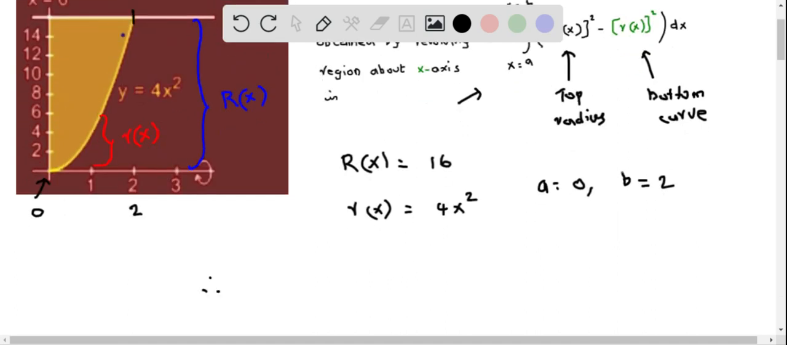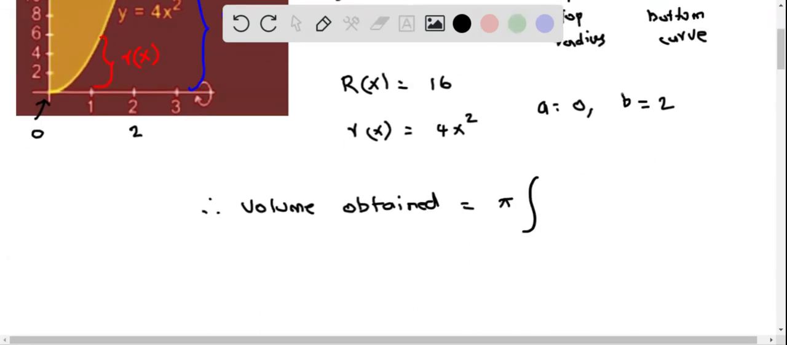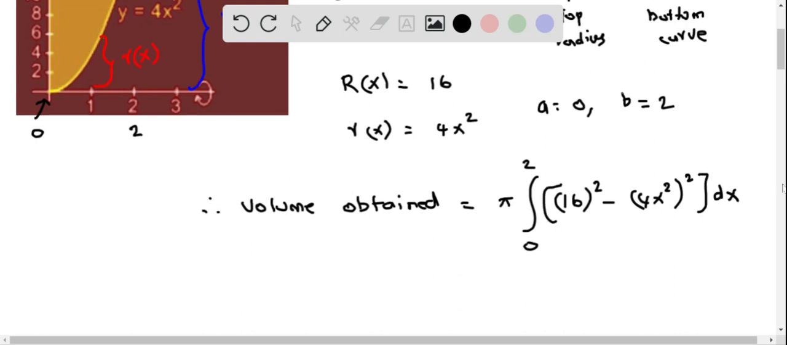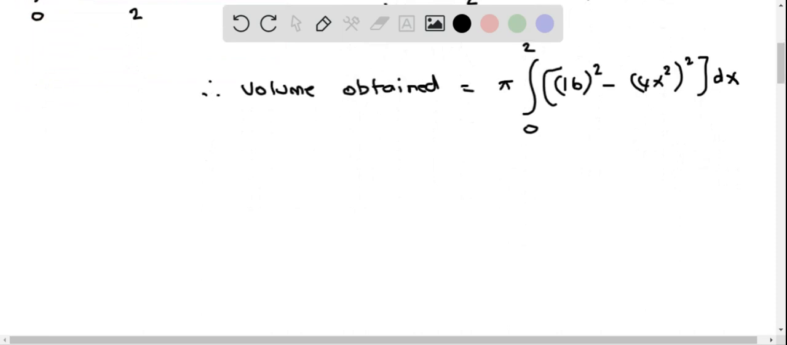So therefore we write volume obtained, and this equals pi times the integral from x equal to a, which is 0, to b, which is 2, and then the big R of x quantity squared. So this will be 16 quantity squared minus the small r of x, which is 4x squared, and this is a quantity squared. We then put dx. So let's simplify and evaluate this definite integral.